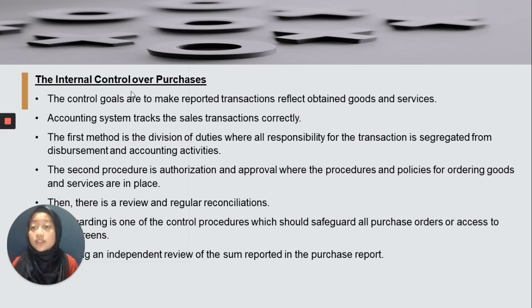So the first method is the division of duties, where overall responsibility for the direction is segregated from disbursement and accounting activity, and the second is authorization and approval, where procedures and policies for ordering goods and services are in place.